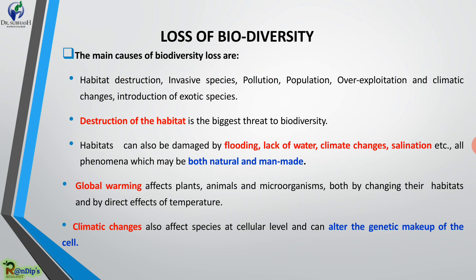Overexploitation. Overexploitation means, for example, that there is one river with one fish in a particular space, but fishermen collect fish daily in bulk amounts, and then overexploitation causes loss of biodiversity.